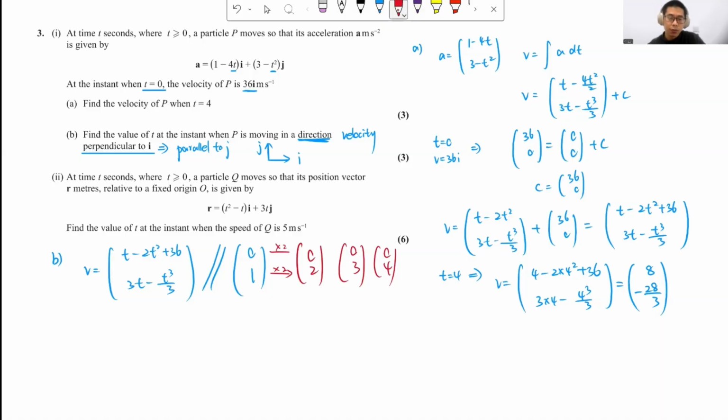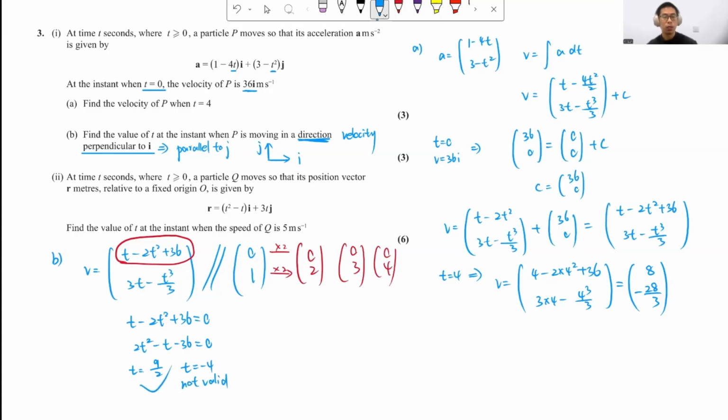to (0, 1). So therefore, t minus 2t squared plus 36 has to be equal to 0. So then solve that. So t minus 2t squared plus 36 equal to 0. Rearrange it. So 2t squared minus t minus 36 equal to 0. So put that in the calculator. We will have 2 is A, negative 1 is B, negative 36 is C. So we have t is either 9/2 or negative 4. Clearly, time cannot be negative, so this is not valid. So t equal to 9/2.